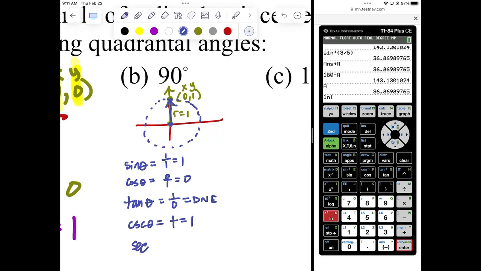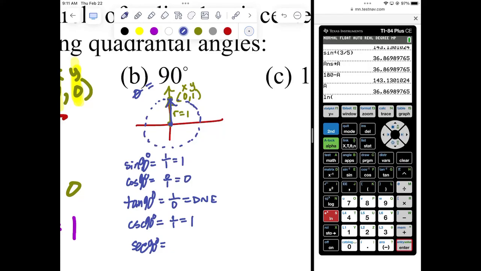What's secant of theta? We know what theta is, right? It's 90. Let me just put 90 in there. As long as I would have to come up here and put theta equals 90, we should just put 90 in there. I'm just used to putting theta.